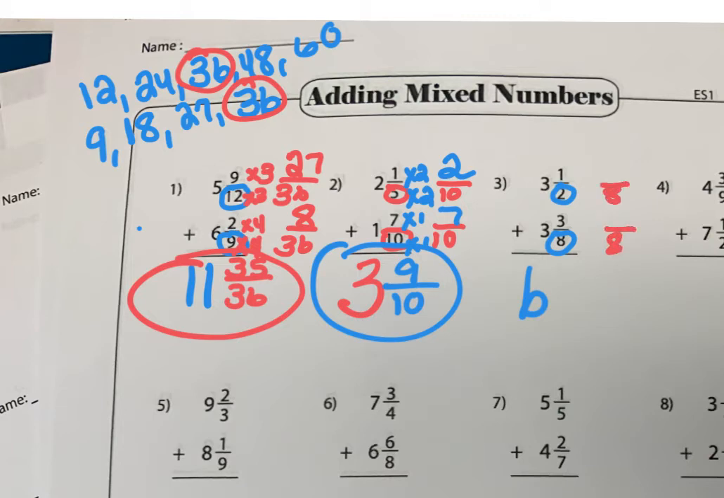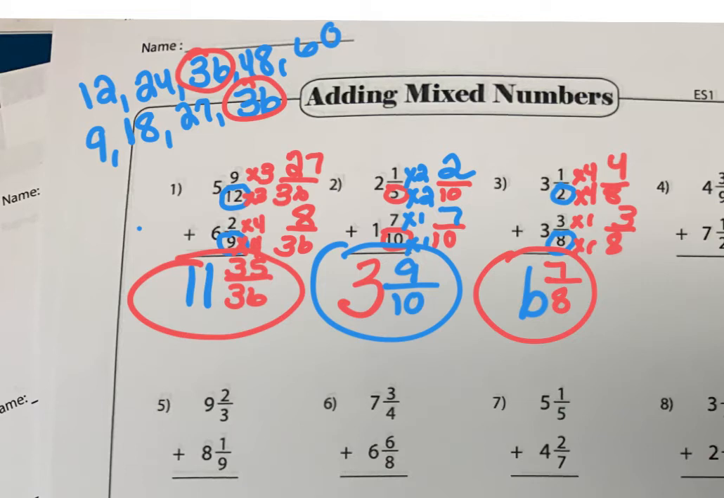8 times what is 8? 1. 3 times 1 is? 3. 2 times what is 8? 4. And 1 times 4 is? 4. What is my denominator? 8. It's the same. I'm going to keep it. And then I'll add the top. 4 plus 3 is? 7. So my final answer is 6 and 7/8.